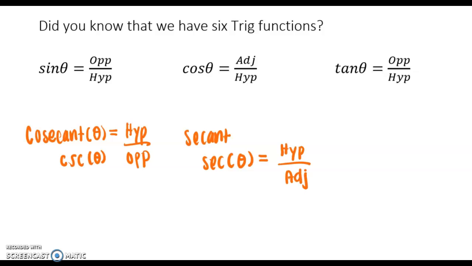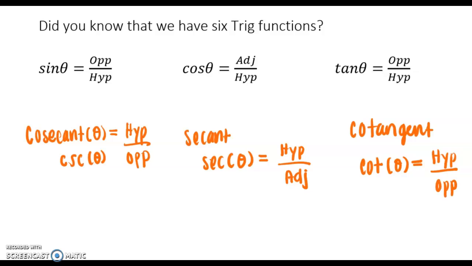So secant of theta is equal to the reciprocal of cosine, so that's going to be hypotenuse over adjacent, and the reciprocal of tangent is cotangent, and that is going to be equal to, so that's the abbreviation, cotangent, COT, is equal to the reciprocal of the tangent, which is adjacent over opposite. So again, these are called reciprocal functions. Do not call them identity or inverse functions because that's something else.